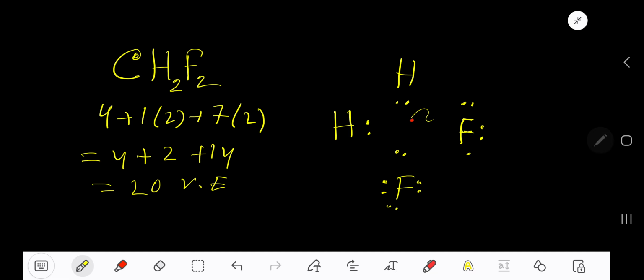We can replace this bonding pair by a line. So this is another form of writing the Lewis dot structure, or structural formula, for difluoromethane.